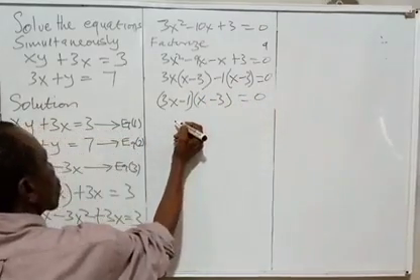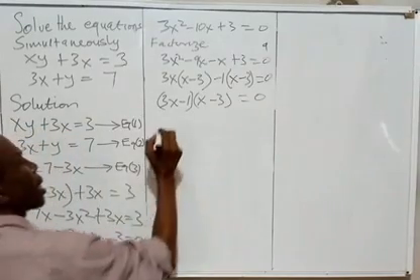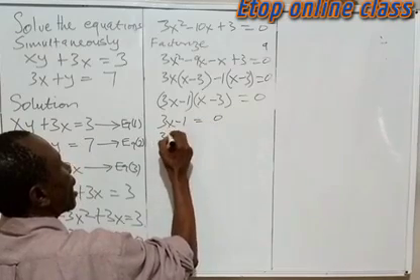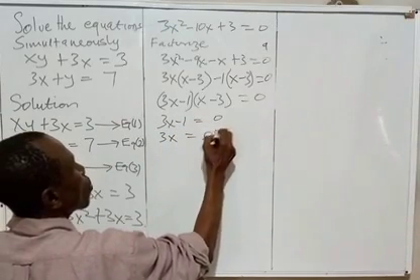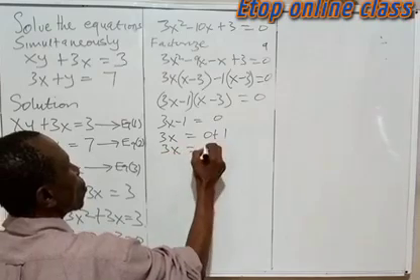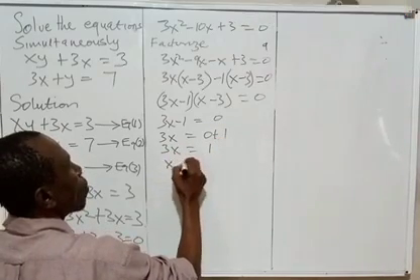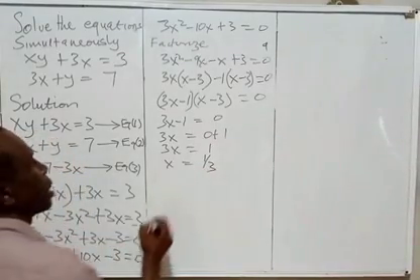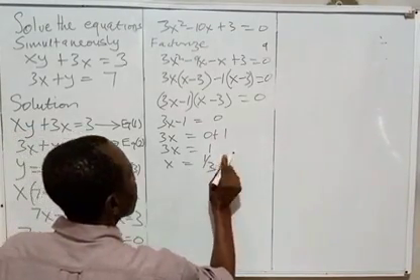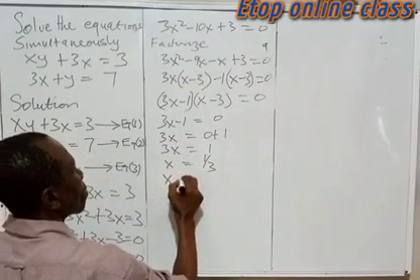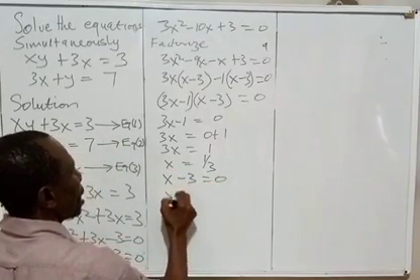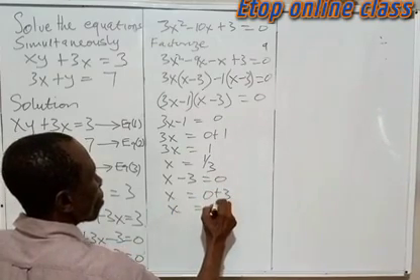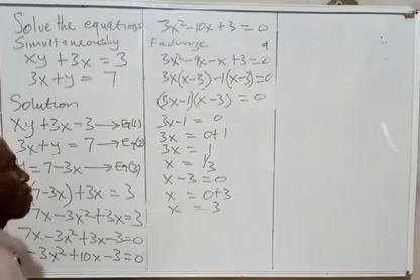So from here, I now solve for x. I can now say 3x minus 1 equals 0. 3x equals 0 plus 1. 3x equals 1. I divide both sides by 3, x equals 1 over 3. Now, that's one of the values of x. I also have x minus 3 equals 0. Then x equals 0 plus 3. x equals 3. Now, those are the values of x.